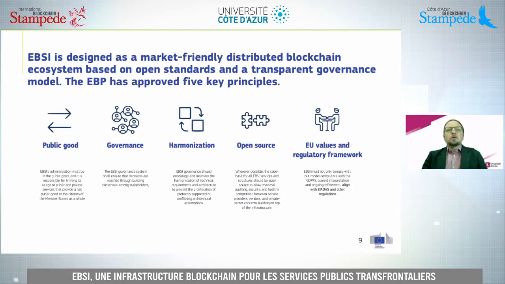So the goal of EBSI is to make a distributed blockchain ecosystem based on open standards for sovereignty. So for transparency, which is very interesting, very needed for trust. So open standards is a way to get this transparency and the trust, and also a transparent governance model. So the 5 key principles are public good, governance, harmonization, open source, and conformity to the European regulatory framework.